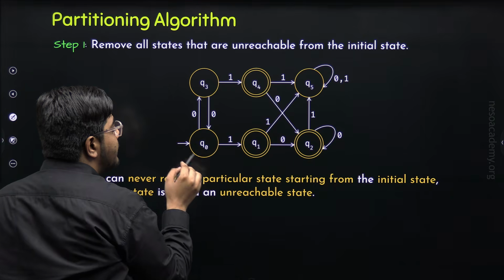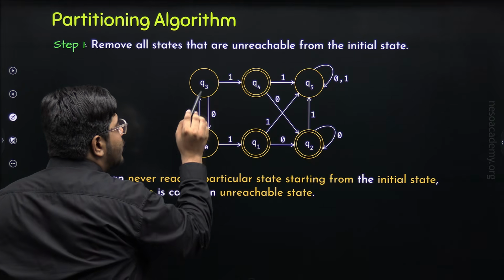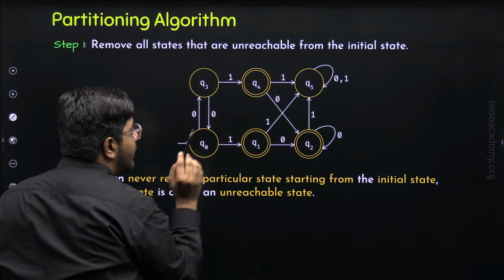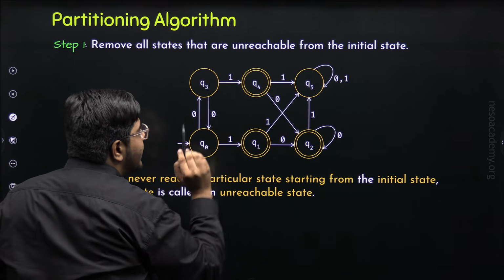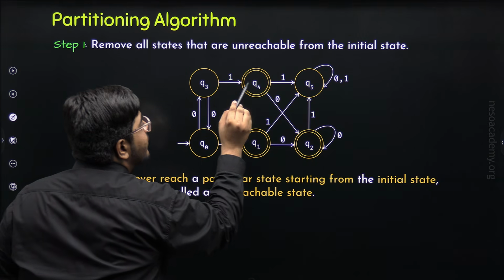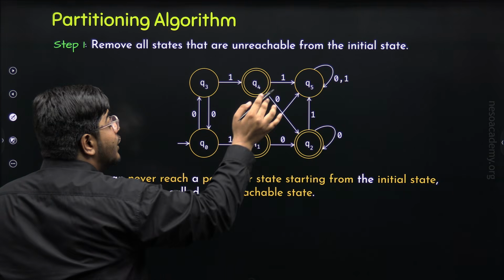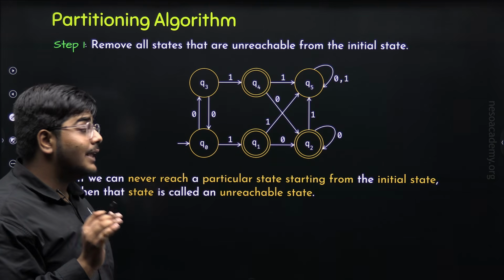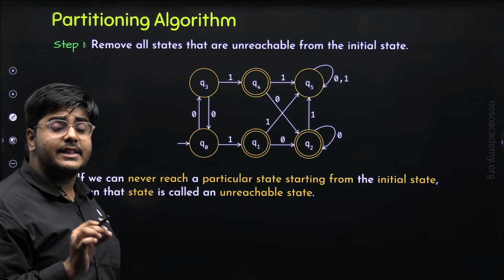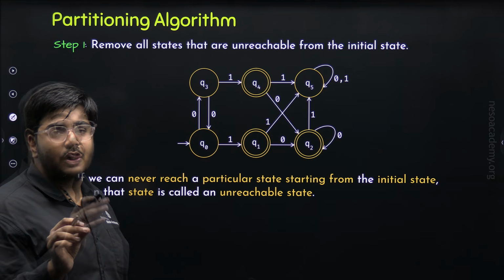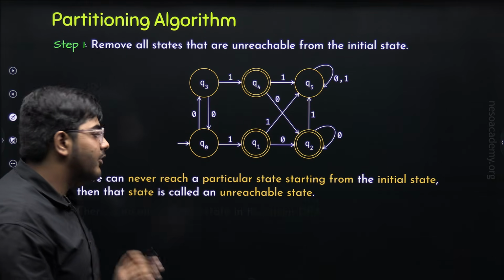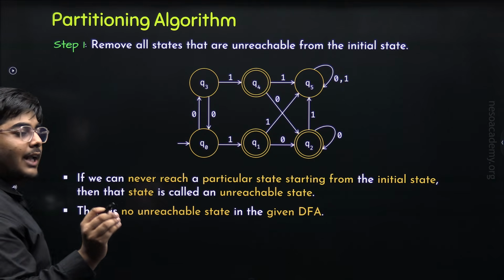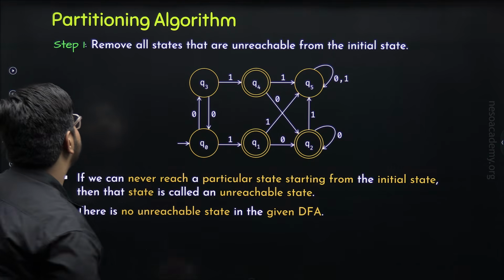Let's check Q4. From Q0, we can reach Q4 using these two transitions. Let's check Q5. From Q0, we can also reach Q5 using these 3 transitions. And that is why Q5 is also a reachable state. So we have found that there is no state in this DFA that is an unreachable state. So in our solution, we can write there is no unreachable state in the given DFA. Now let's proceed to step number 2.